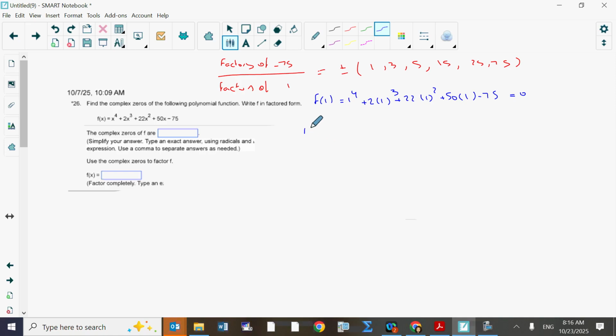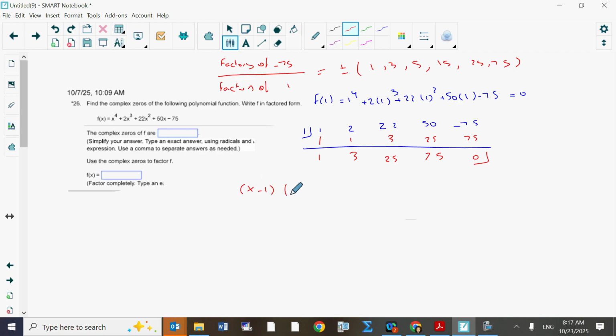I'm going to use synthetic division again to find the other factor. So list the coefficients 1, 2, 22, 50, and negative 75. Okay, bring the 1 down. 1 times 1 is 1. This is 3, times 1 is 3. Add them, 25, 25, add them, 75. Multiplied by positive 1, 75 is equal to 0. So this is the remainder. So one of the factors is x minus 1. The other one will be, this is the constant term, the coefficient of x to the power of 2, and x to the 3.